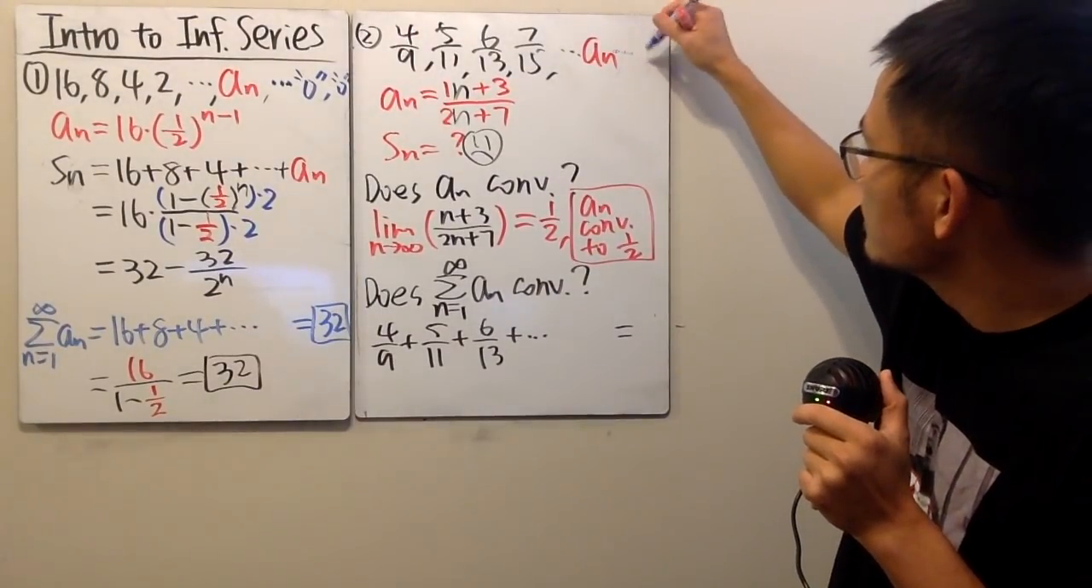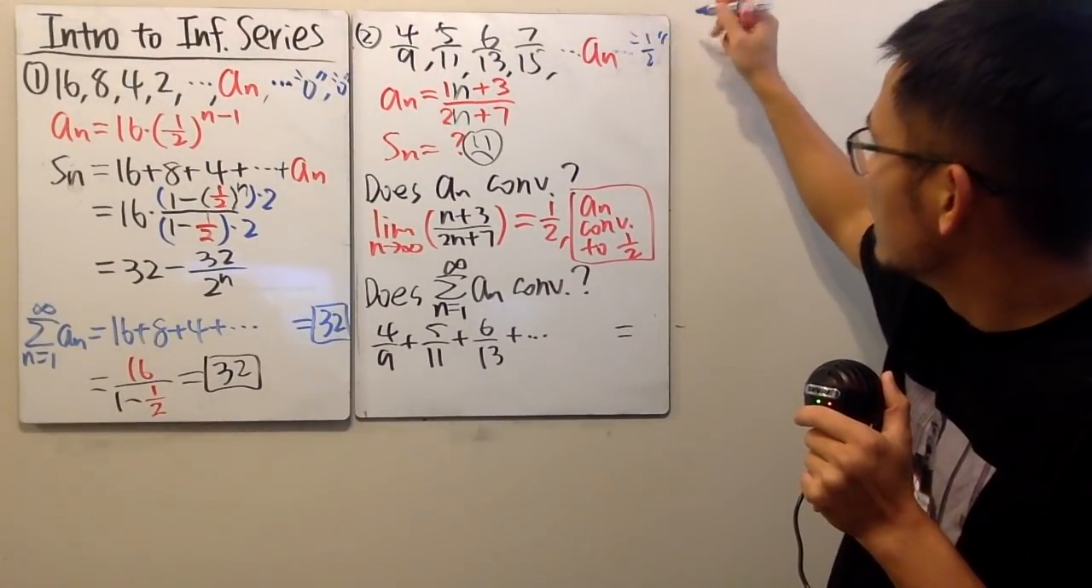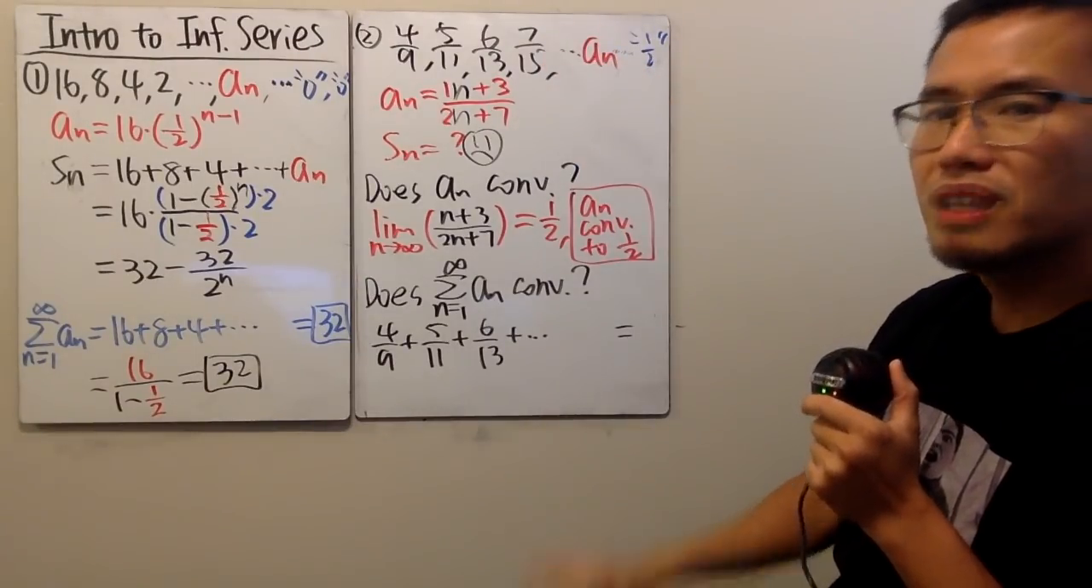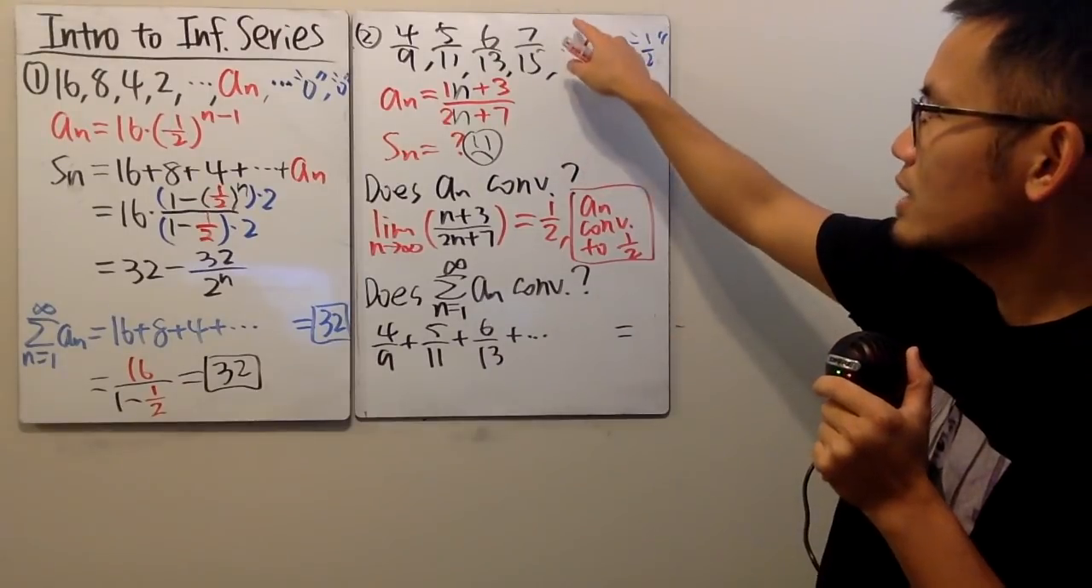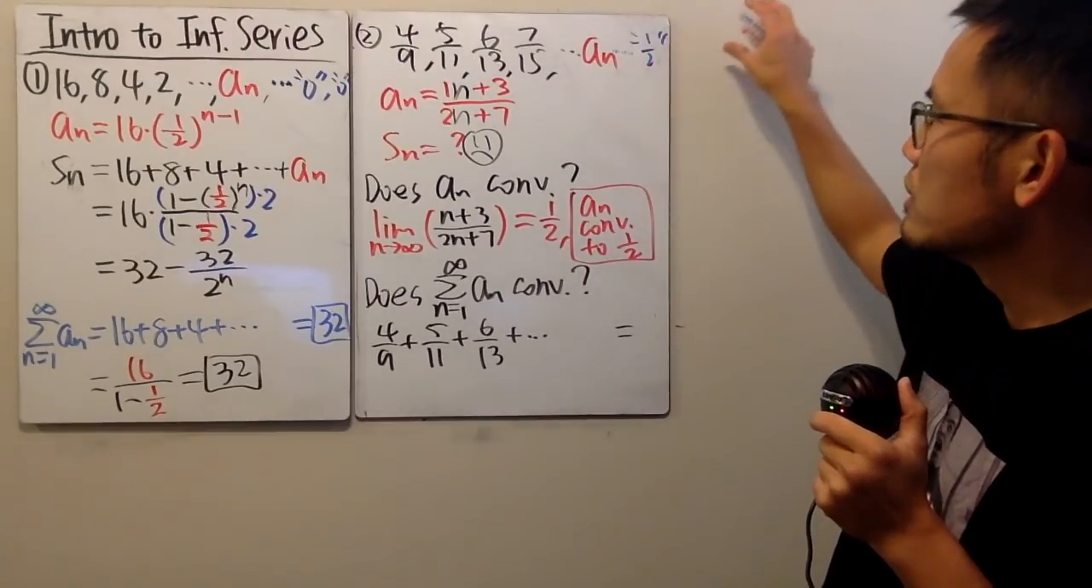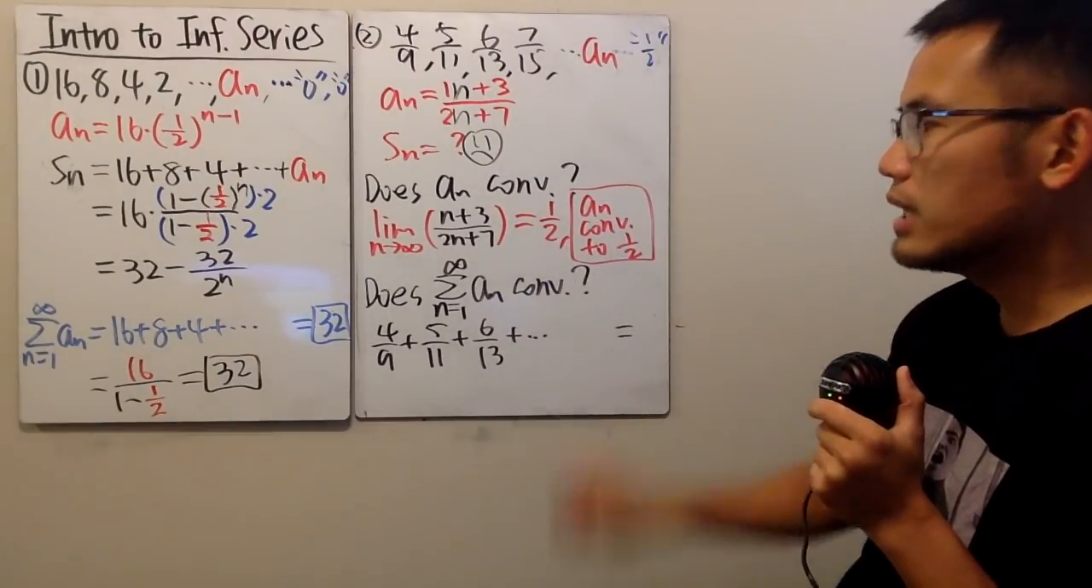Let me just write this down. And then 1/2, 1/2, 1/2. And you can see we have 7 over 15. That's about 1/2 already. The next one is 8 over 17. That's about 1/2 already. This is approaching 1/2. An is converging to 1/2.